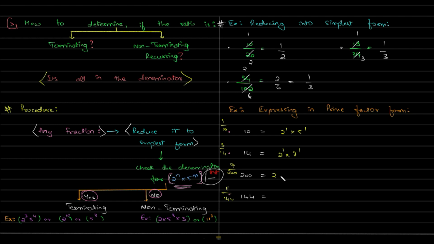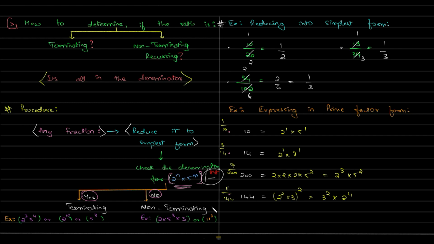This is 2 into 100, 2 into 50, 4 into 2 into 250, 2 into 25 and 5 square. So basically this is 2 to the power of 3 into 5 square. And this is 12 square. 12 can be written as 2 square into 3, whole square. So this is basically 2 to the power of 4 into 3 square. Now, which of these will be terminating, and which of them will be non-terminating recurring?